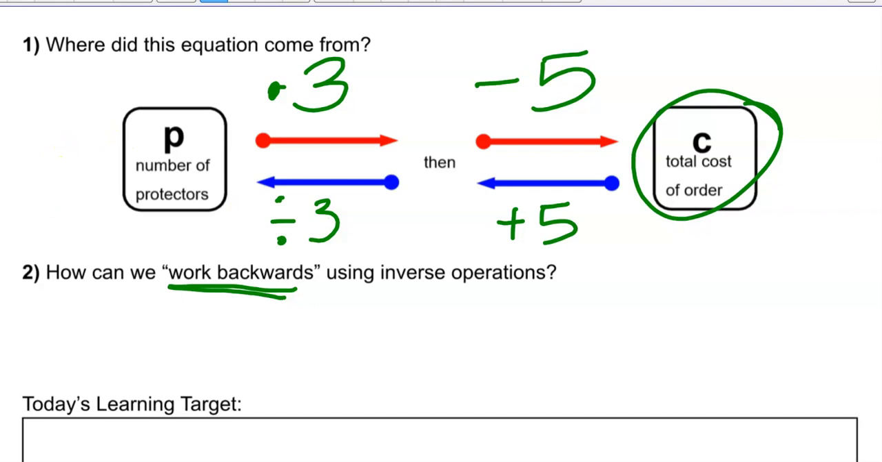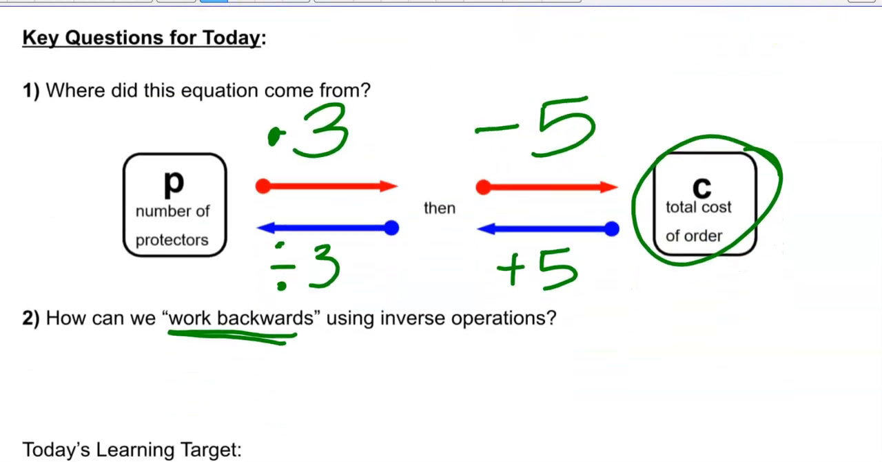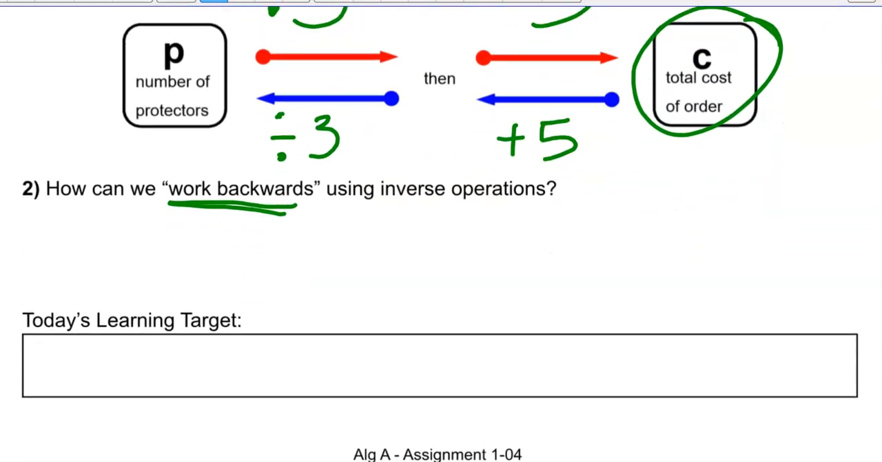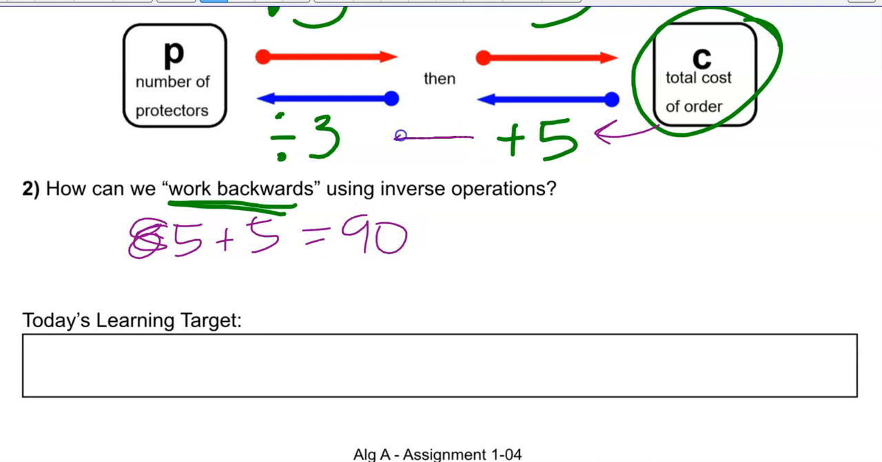So, let's try that out. So the total that we're working with here is 85. So if we start with 85, we're going to first add 5, which will get us to 90. And then we're going to divide by 3, which is going to give us 30. So that means that she started with 30 screen protectors.